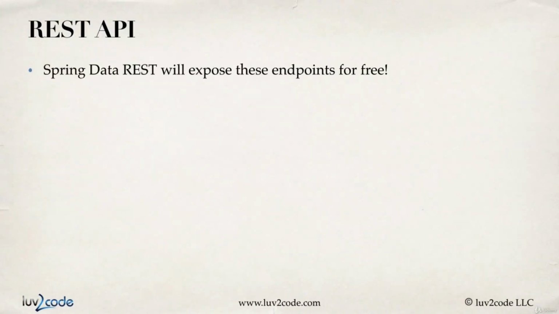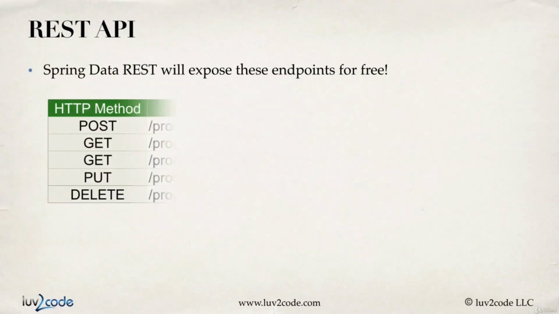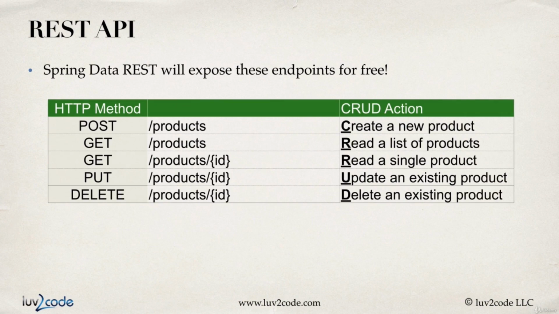So the really nice thing here is that Spring Data REST will expose these endpoints for free. So we'll basically have a /products, and we'll have support for all the different HTTP methods for post, get, put, deletes. So this will give us all of our CRUD support for our given entities for creating, reading, updating, and deleting. So very minimal code here for exposing your REST API using Spring Data REST and also with Spring Boot.